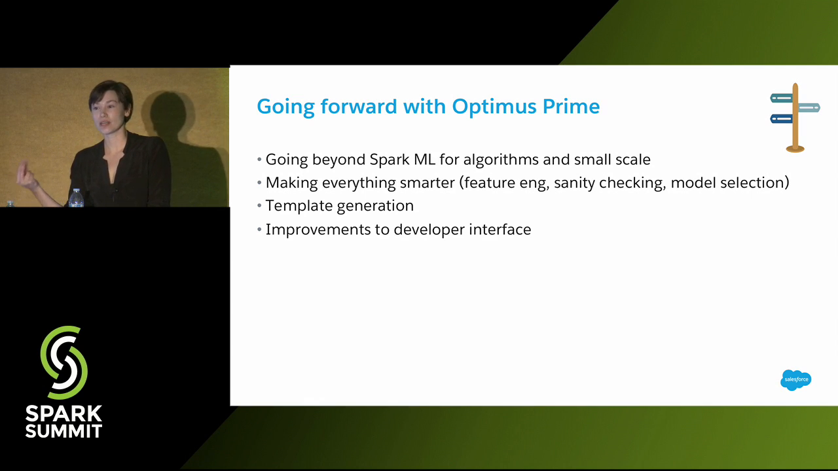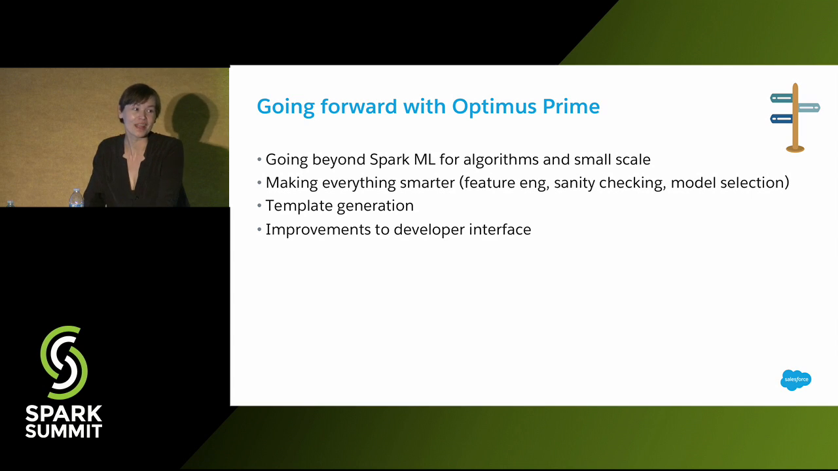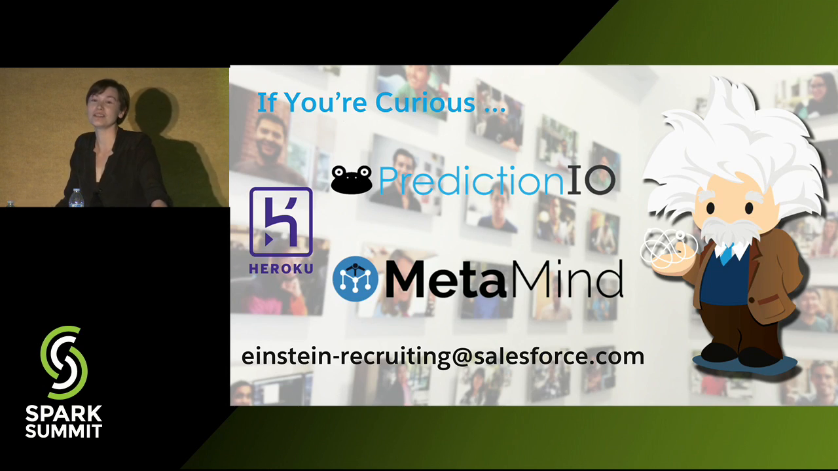And so Prediction.io, if you're familiar with that project, had a really great example of template generation for machine learning. They started you off with an example project, and Prediction.io was acqui-hired into my team, and we want to follow that model. And of course, we want to improve the developer interface so that it's easy for other people to use it. So if any of that sounds interesting to you, you should definitely contact us because we are hiring.